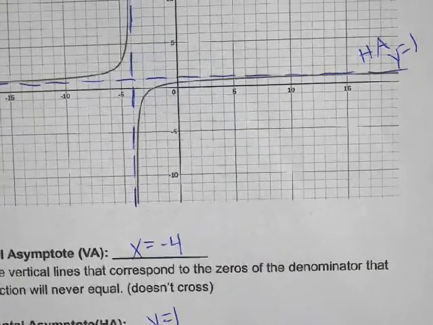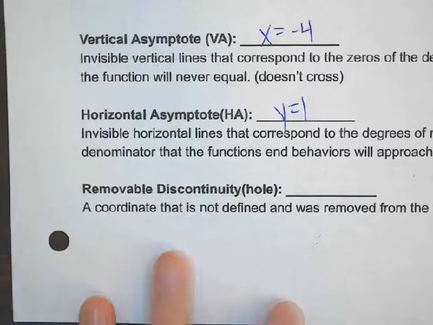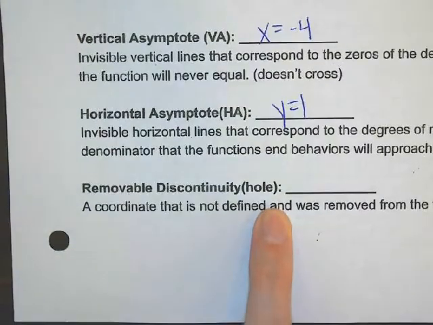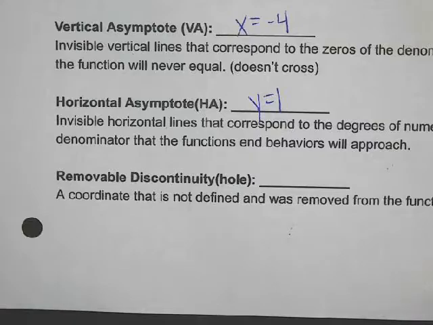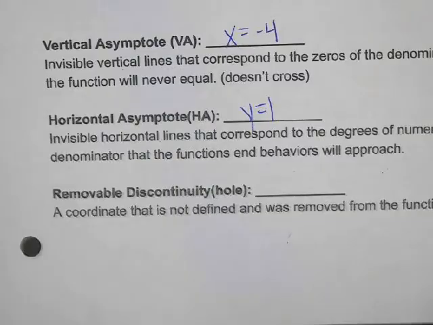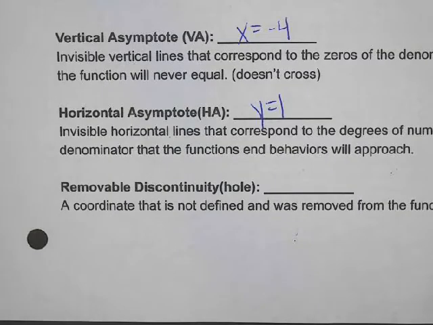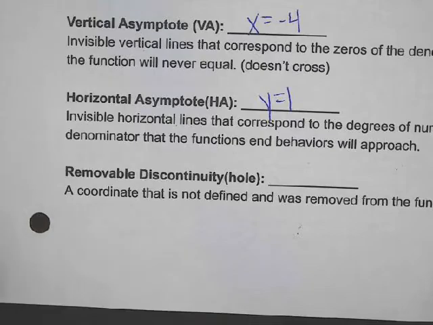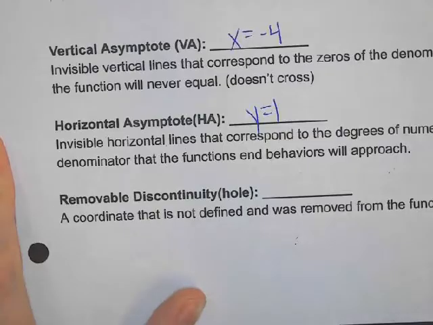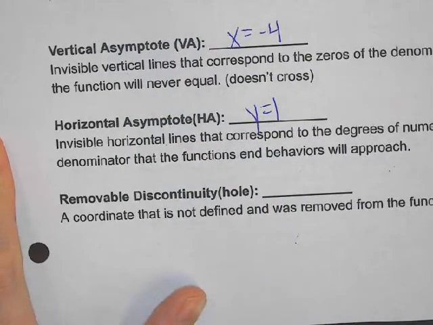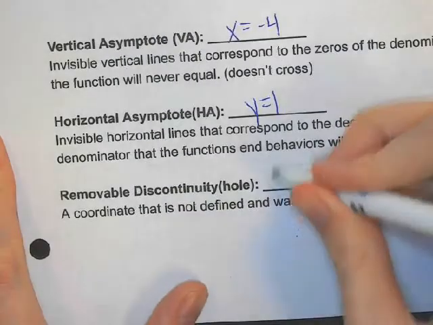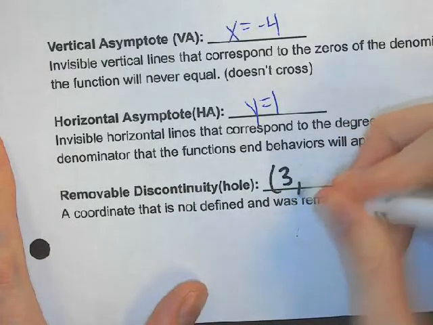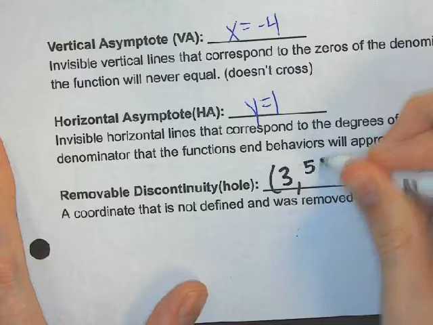Okay, and the last thing that we're going to cover today is the removable discontinuity, which we can also call a hole in the graph, which is a coordinate that got removed from the function. And most of the time the calculator will not show you where this hole is. You have to be able to find it algebraically on your own. I'm going to go ahead and tell you where this hole takes place on the graph, and on the back side we'll prove how to find it by hand. So this hole is going to take place at the x value of 3 and a y value of 5/7.